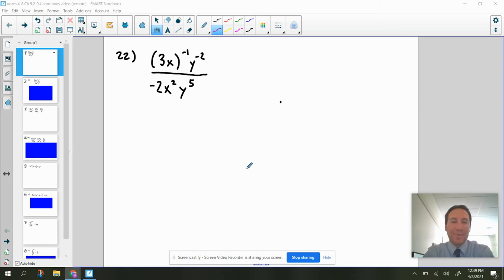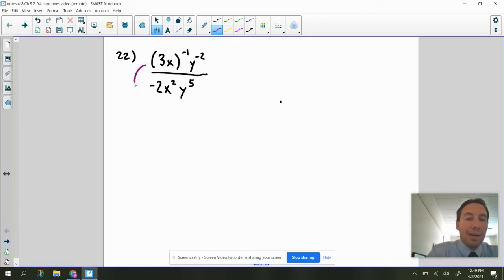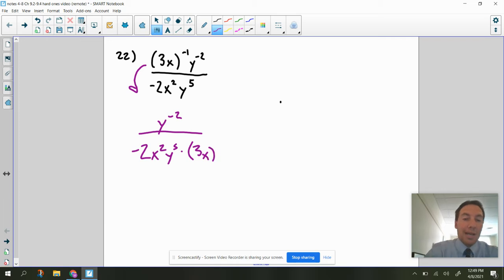Hey everybody, let's do some of those hard problems from the chapter 9.2 to 9.4 review sheet. Here we go. All right, first thing, we have to deal with the parentheses up top, that 3x to the negative 1. Negative exponents scare me, so I'm going to bring it down to the bottom. We're not going to touch anything else yet. We've got y to the negative 2, we've got negative 2x squared, y to the 5th, but then I've got that 3x to the negative 1, which very nicely now just turns into 3x to the 1.